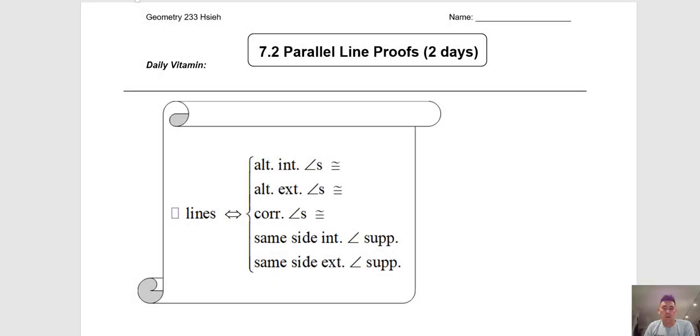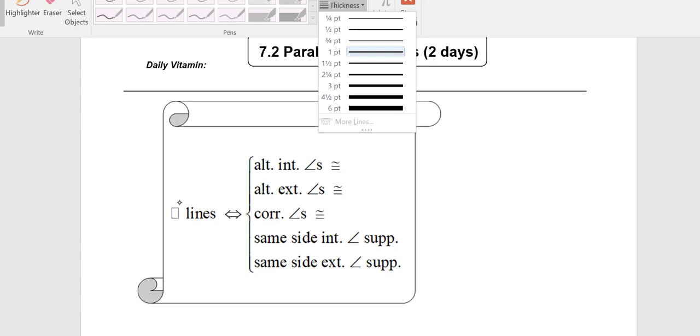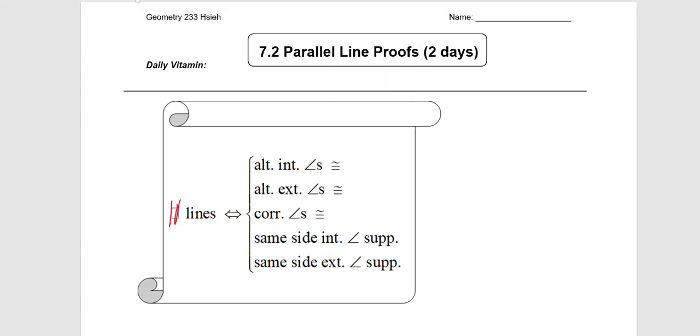Okay, the second part of 7.1, 7.2 is using some of these theorems that we've discussed right down below here, and using them. So if you have parallel lines, then all these things right here are true, using them in proofs. Okay, so we know that it works in both directions too. If parallel lines, all these things are true, and if all these things are true, then you have parallel lines.